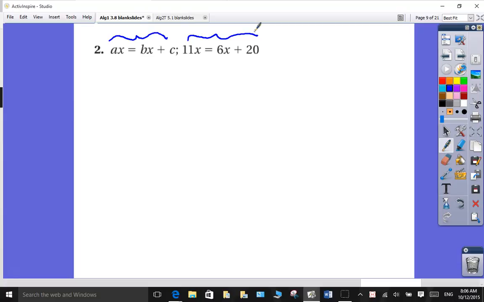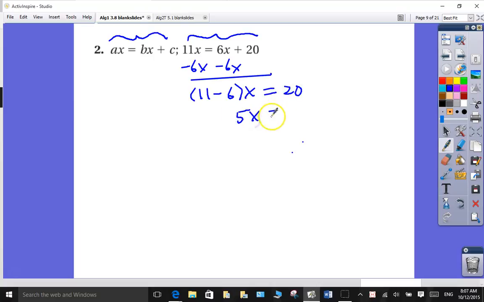Abby? You would probably subtract 6x, right? So on this side you would have minus 6x, and then that would be 11x minus 6x. I'm going to write this as an intermediate step. 11x minus 6x equals 20, which means that 5x equals 20.